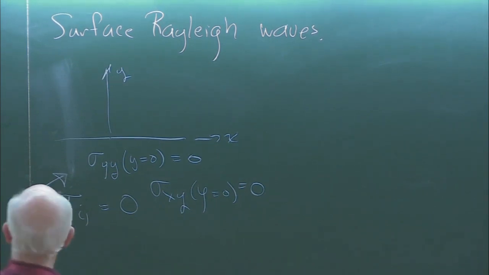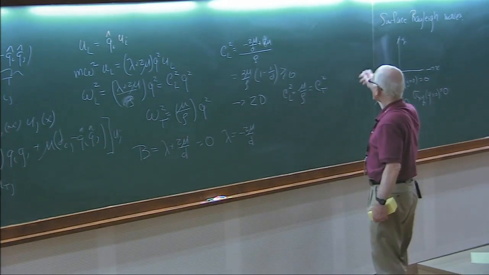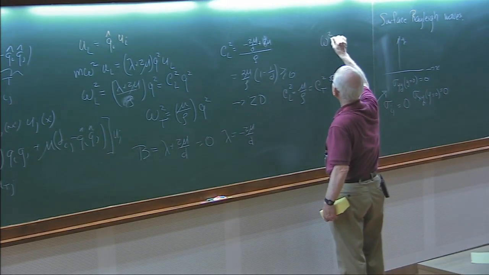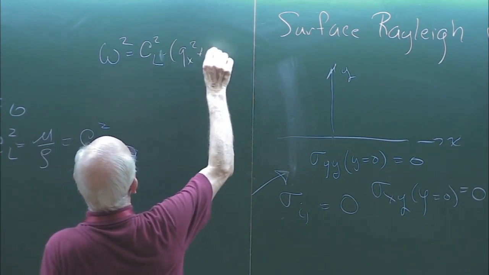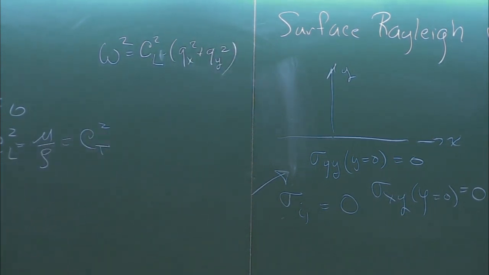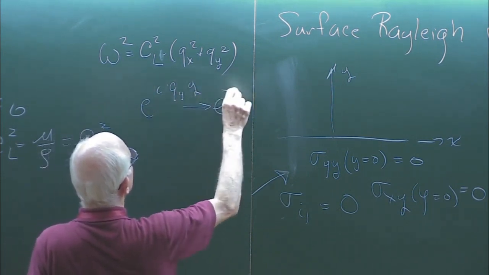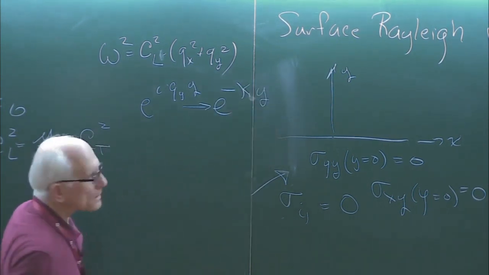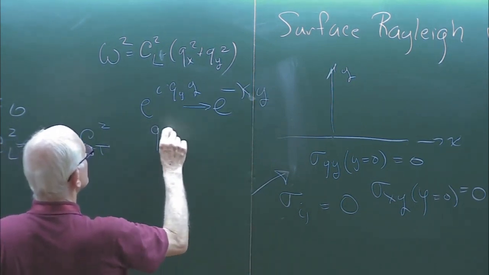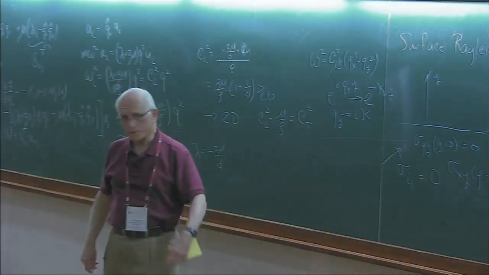So what do we know about the bulk? Well, we've just solved this problem, and we know what the sound velocities are. So we have that in the bulk, if we have omega squared equals CL squared times qx squared plus qy squared, that's a solution in the bulk. But it doesn't decay. We can make it decay if we take e to the i qy y and let that go to e to the minus kappa y. So to do that, we let qy go to i kappa, where kappa is the inverse penetration depth that tells you how rapidly the thing decays.